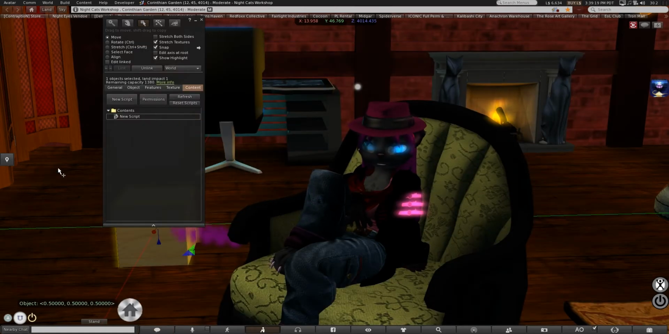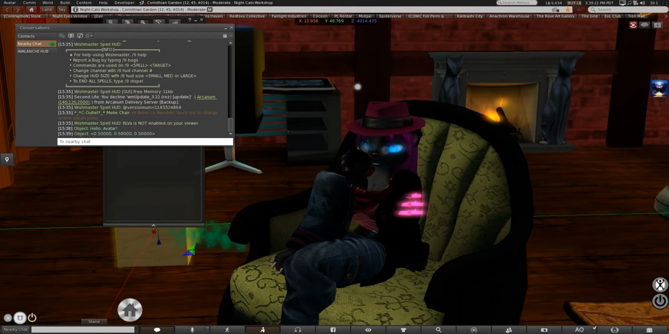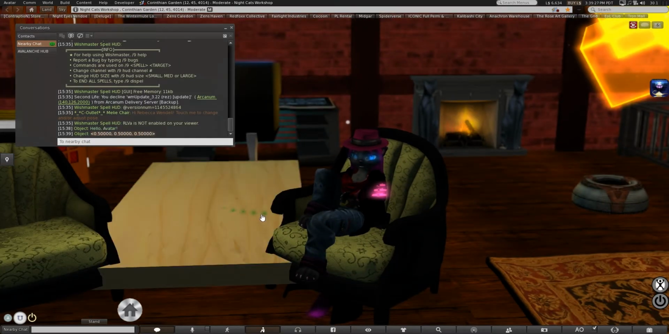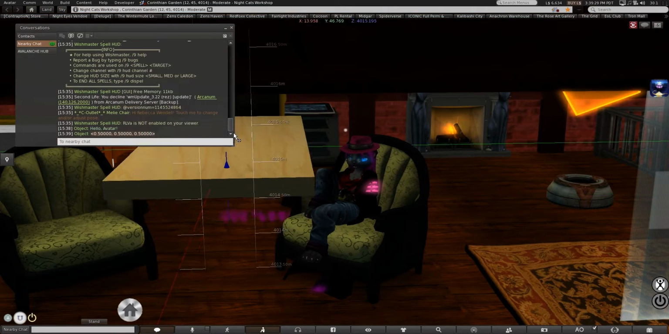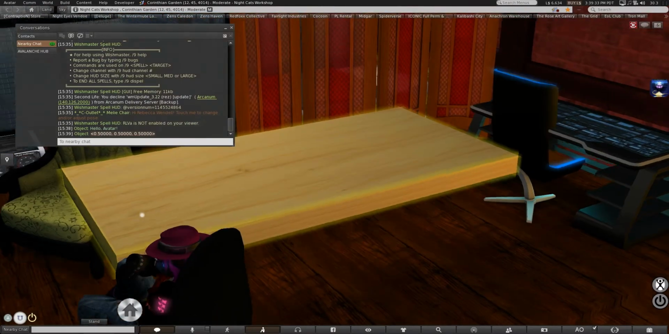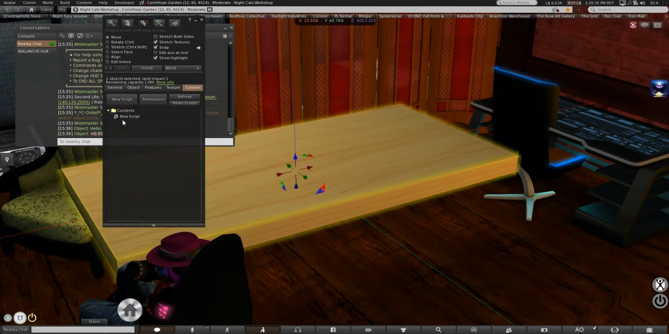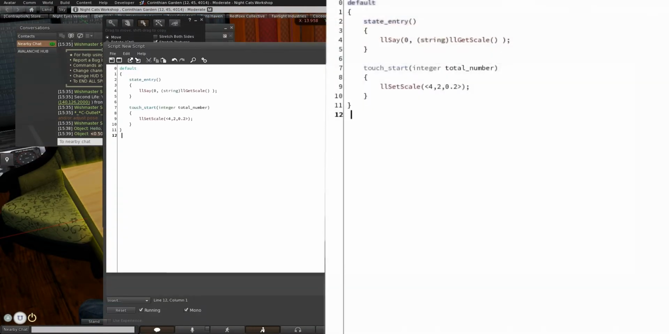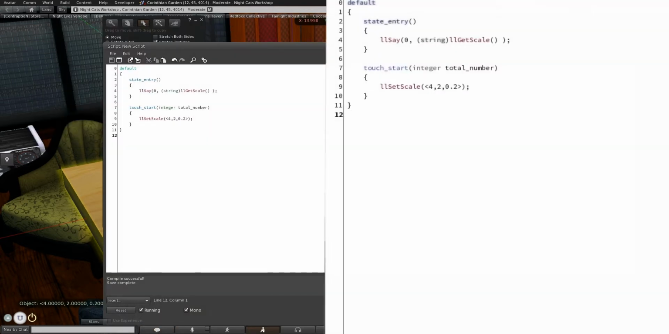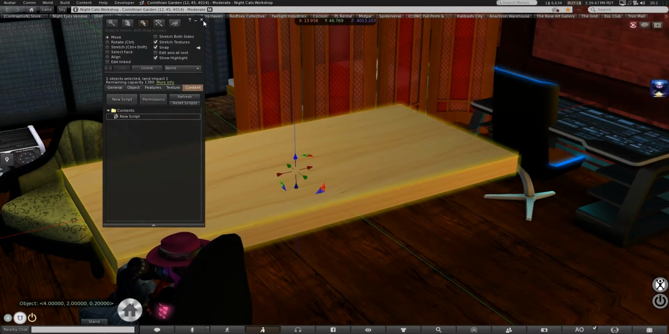So it returns the scaling of your standard starter cube, which is 0.5, 0.5, 0.5, and when we click it, now it looks more like a table than a cube, but if we reset the script, we get 4, 2, 0.2. And that is how you use both llGetScale and llSetScale.